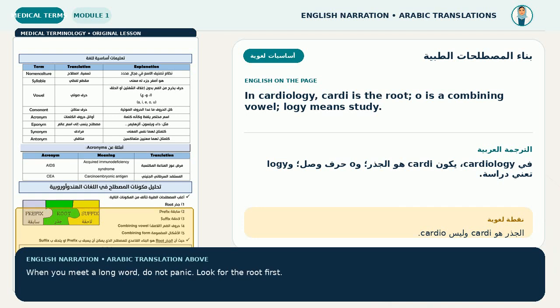When you meet a long word, do not panic. Look for the root first. Then identify any prefix and suffix. Finally, use the Arabic translation on screen to check your meaning. This method helps you read terms accurately and understand how medical vocabulary is organized.